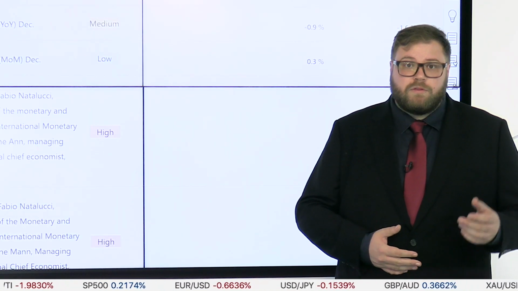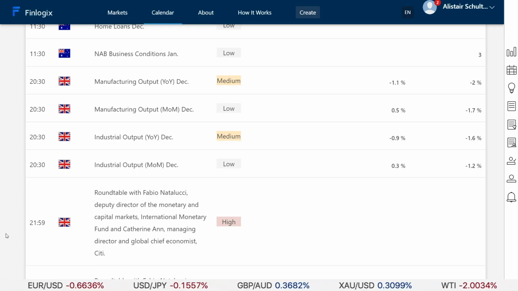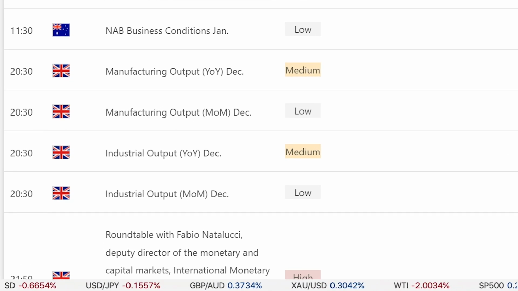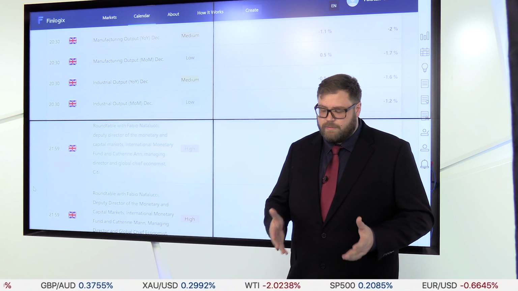In addition to that, the remaining pound news events that are occurring are all related to manufacturing and the GDP itself. Some of these numbers may actually end up being in the final GDP report. It's just that they're released separately.